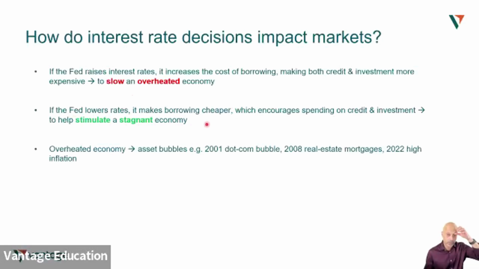Now, what are examples of overheated economies in recent times, or rather over the last 25 years? We've had asset bubbles in 2000, 2001, the dot-com bubble. We also had the real estate mortgage bubble in the US in 2007 to 2008. And also, of course, as recently as 3 years ago, we were in a high inflationary period beginning in 2022.